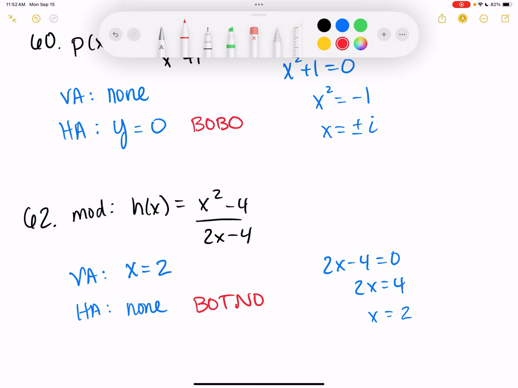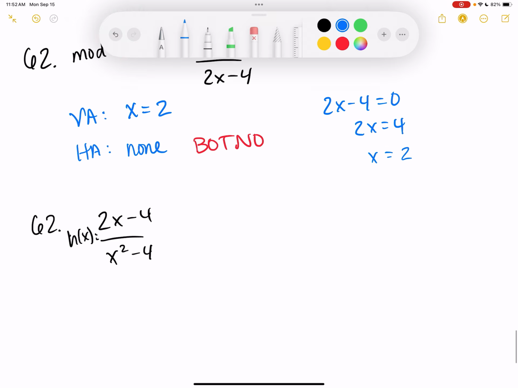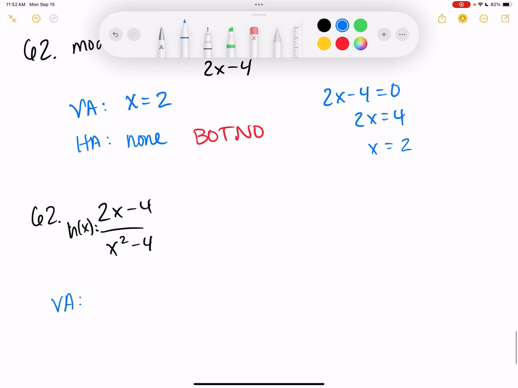now, can there be more than one vertical asymptote? Yes, there can. If I did this problem as it was originally intended, then it would have been 2x minus 4 over x squared minus 4. What would my vertical asymptotes have been in this case? x plus or minus 2. Yep. But we need to write it as two separate things because these are equations of lines. So x equals 2 or x equals negative 2.